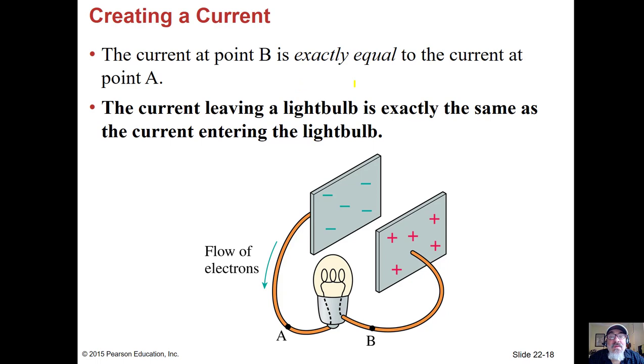Okay, so the current at point B is exactly the current at point A, right? The current is the amount of charge flowing through an area in a certain amount of time. So you've got to have the same amount of charge here as here. None is created or destroyed. Some of it doesn't just stop somewhere. It just continues through here. It's kind of like if you turn on your garden hose. The same amount of water that goes in is the same amount of water that comes out. Something called the continuity equation.